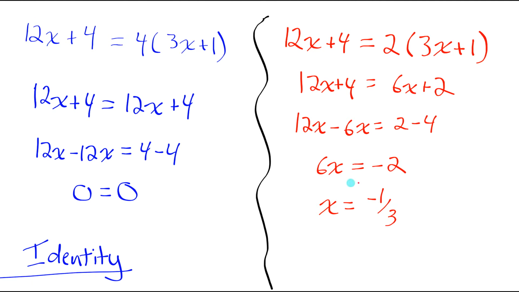In fact, that is the only value of x that makes the left side of the equation equal to the right side of the equation. If I plugged in any other value of x, the left side would not equal the right side. So this red equation on the right, we say is not an identity.